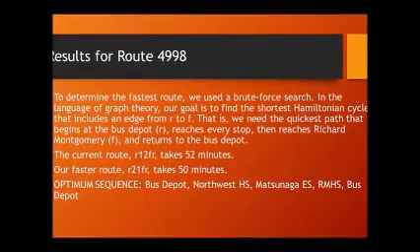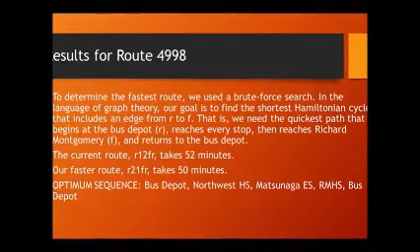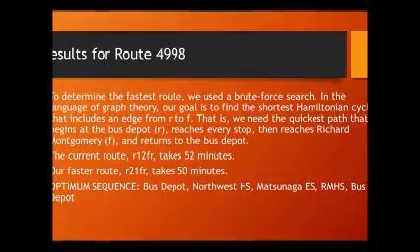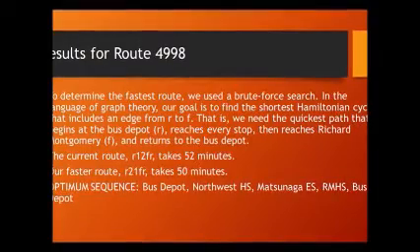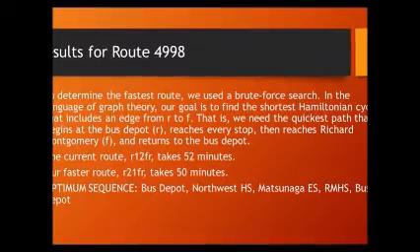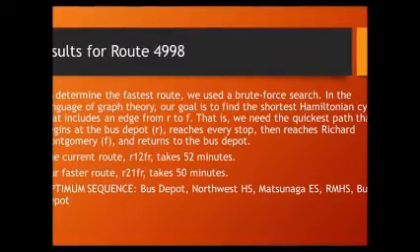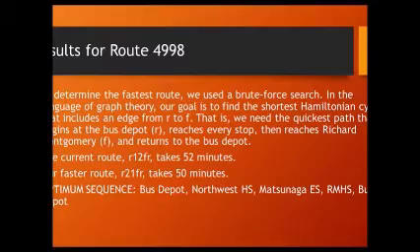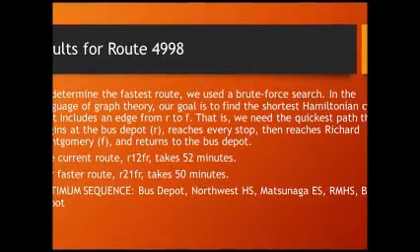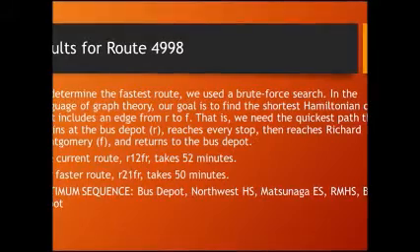The current route, R to 1 to 2 to F to R, takes 52 minutes. Our faster route, R21FR, takes 50 minutes. The optimum sequence right now is the bus depot, then Northwest High School, then Matsunaga ES, then Richmond Montgomery High School, then the bus depot.